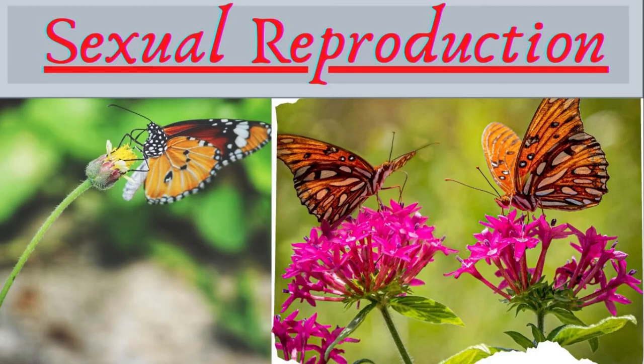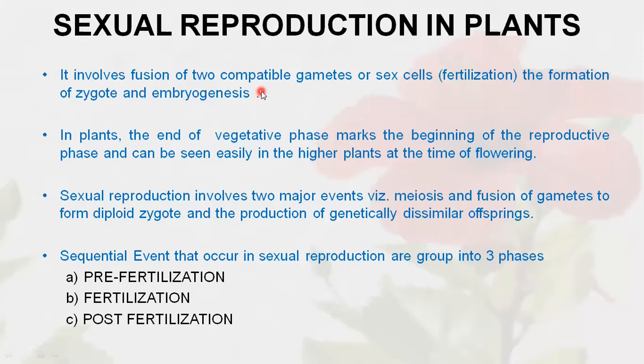What is sexual reproduction in plants? It involves fusion of two compatible gametes, or sex cells, for the formation of zygote and embryogenesis. Means in sexual reproduction, it is necessary for two compatible gametes, male and female gamete, to fuse for the formation of zygote and development of embryo.